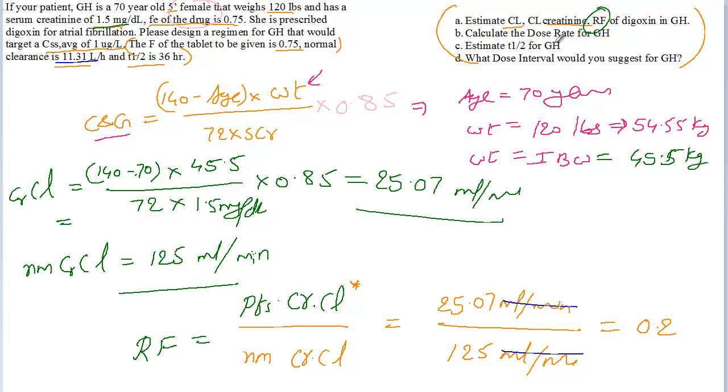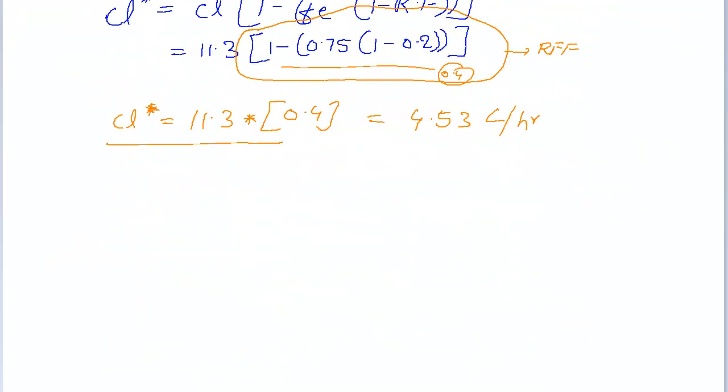The next thing we need to calculate: we calculated creatinine clearance and the renal function, and now we have to calculate the dose rate. I hope you remember the formula for the dose rate. The Css average is equal to bioavailability times the dose rate divided by the clearance of the patient.